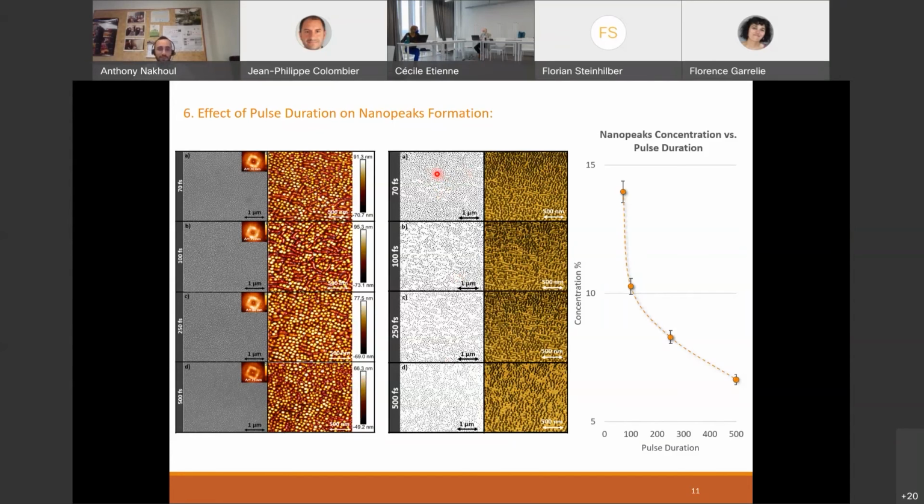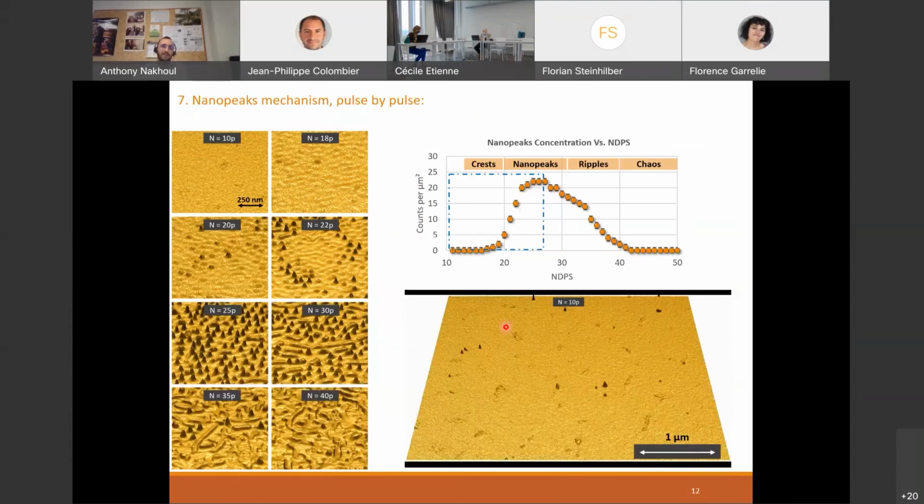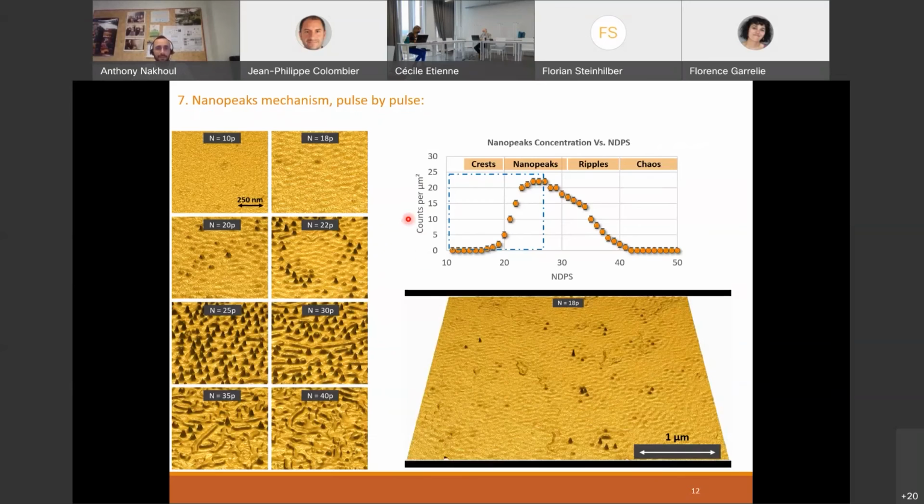So now I think that we can control the concentration, we can control the nanopeaks height, and this is good. Also, after, if we want to find the application, we know how to modify the nanopeaks a little bit. And now about the nanopeaks mechanism, it's always in progress here, and we are still working to understand the mechanism.